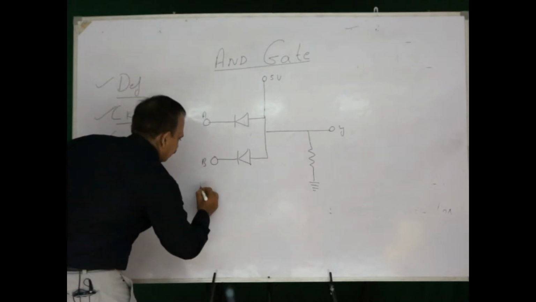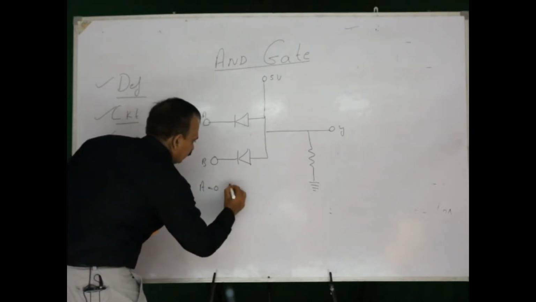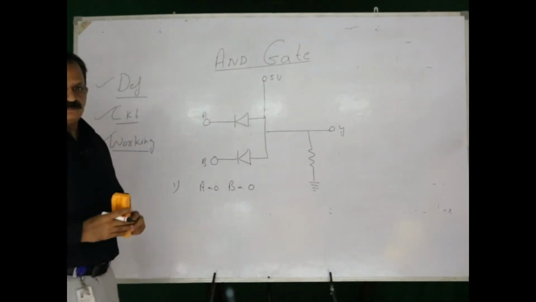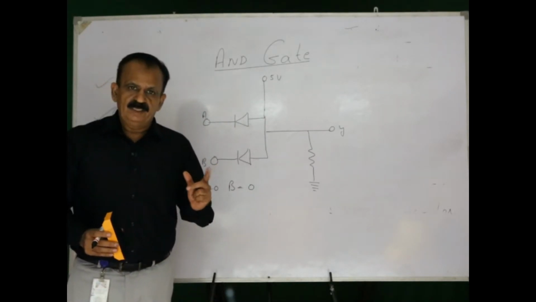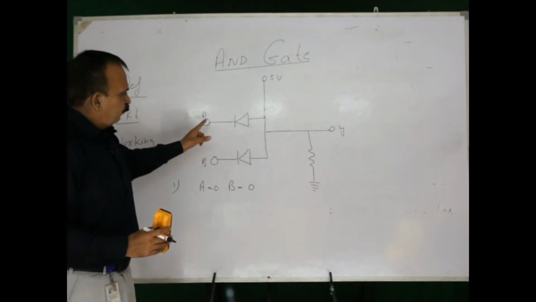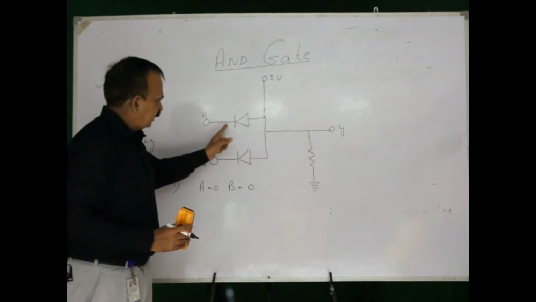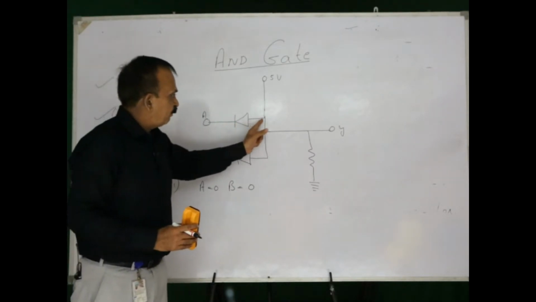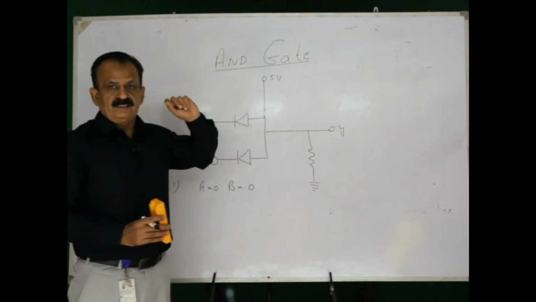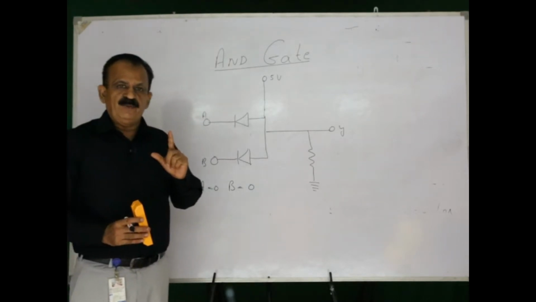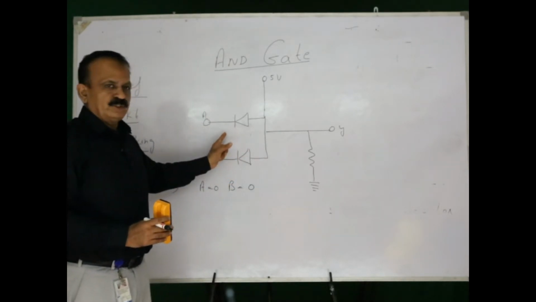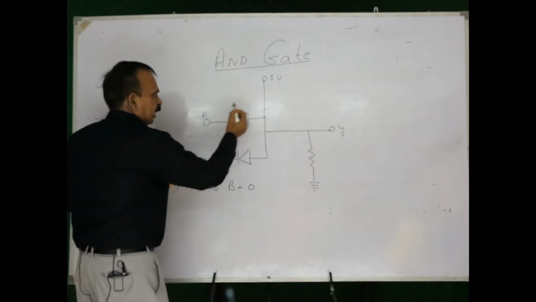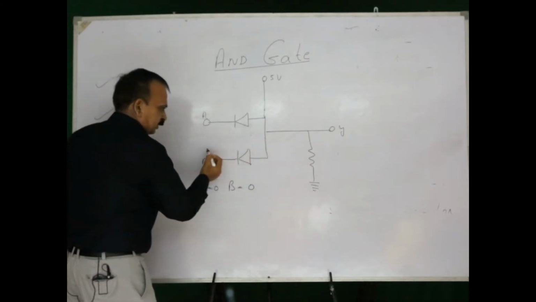The first combination is A is equal to 0 and B is equal to 0. Now, very important: A is connected to the negative part, which is at the low voltage, but the P part is connected to the high voltage. That means there will be current flow through this diode, and current flow through the diode, this one.